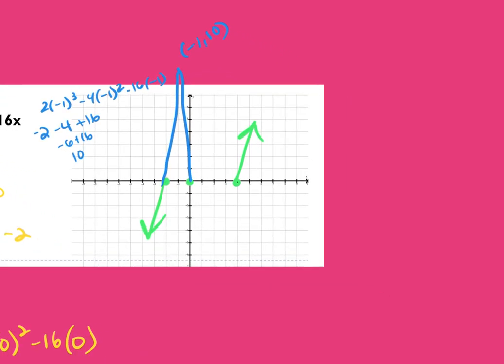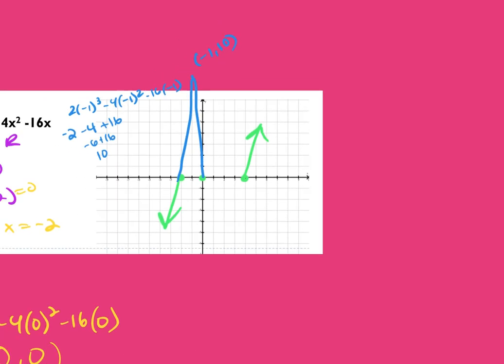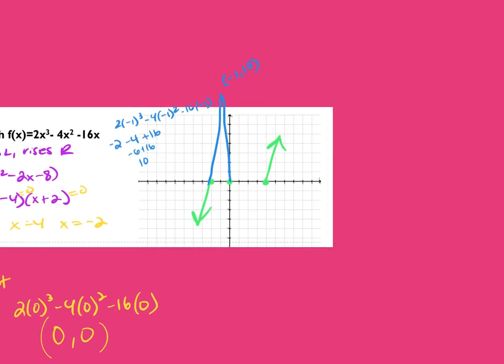And then I need to pick a point in between 1 and 4. Some of you picked 1 and some of you picked 2. It doesn't matter, okay? I would say if there's a lot of space in between, I would want to go more in the middle. This time they're not that far away. If you pick 2, I'd get 2 times 2 to the third minus 4 times 2 squared minus 16 times 2, 2 times 8 minus 4 times 4 minus 32. These cancel out. And I get negative 32.